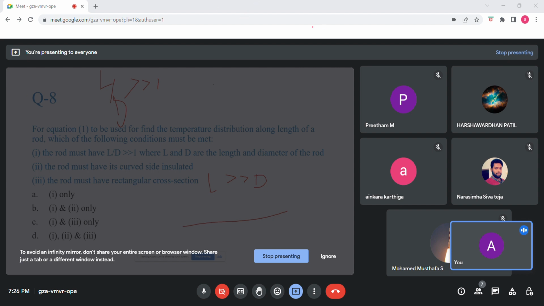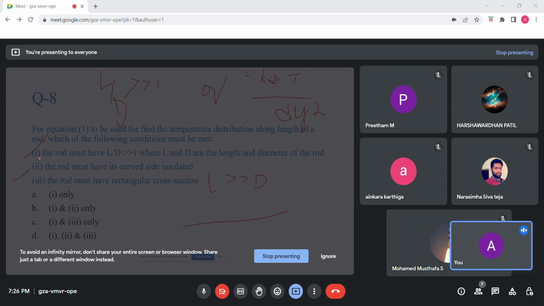Equation 1 is Q is equal to K d square T by dy square. So to use this equation, it was assumed one dimensional in the given case. Here also, if we want to use equation 1, it should be one dimensional. So length must be very much greater than diameter of the rod, and rod must have its curved side insulated.